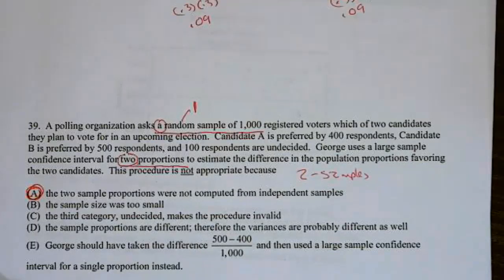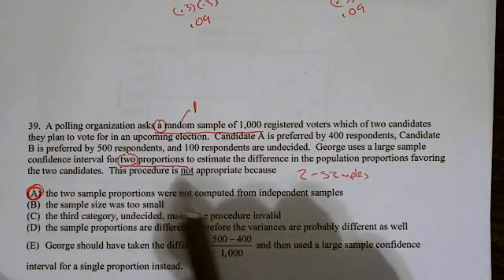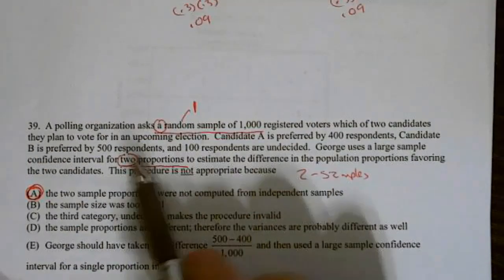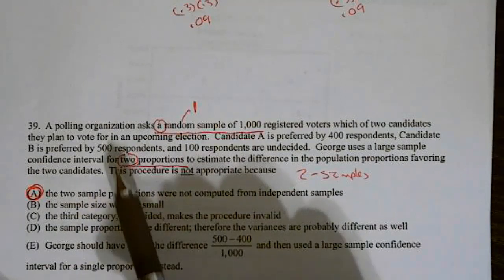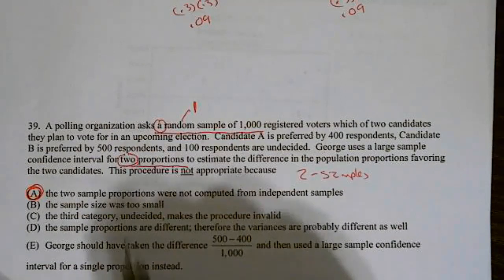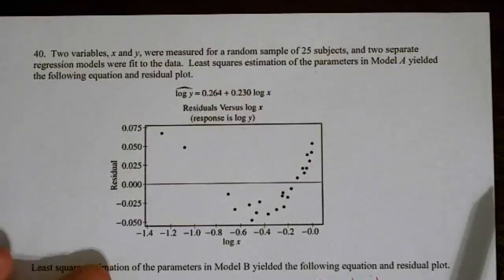So that's my problem. I should have had two samples and I only have one. So the problem is I don't have two independent samples. I can't do this test that way. I had two proportions, but I do not have two samples, so it's not possible to do. So 39 is A. All right, number 40 is a regression.